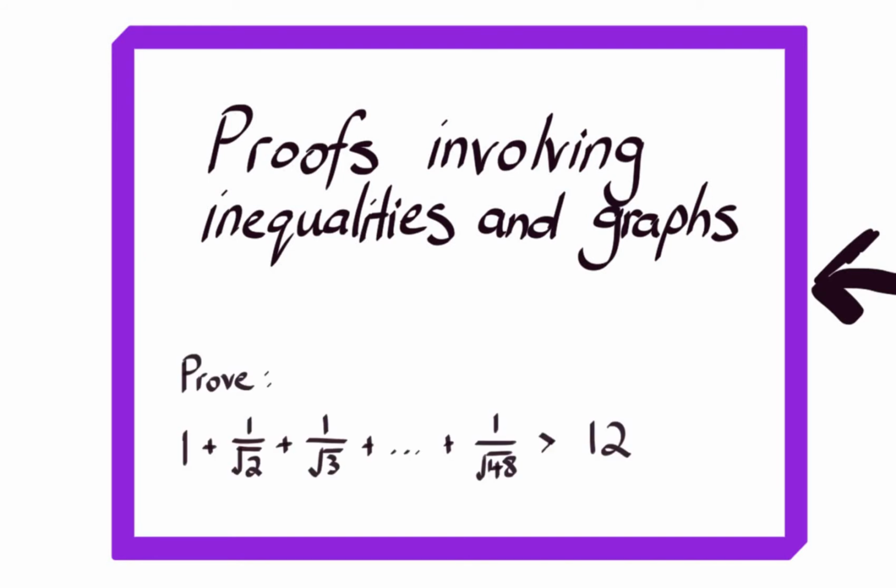Prove that 1 plus 1 on root 2 plus 1 on root 3 and so on all the way to 1 over the square root of 48. Prove that that sum is greater than 12. So I'd encourage you to pause now and have a go at this problem. Think about how you might attack it. Give yourself 10-15 minutes, and even if you get stuck, just list a few different methods that maybe could be used to prove this.